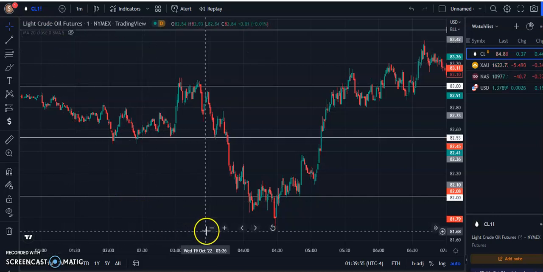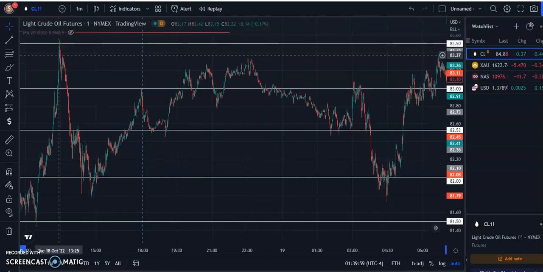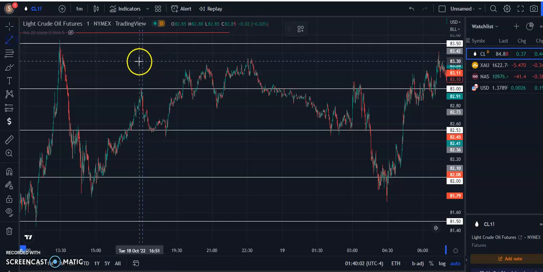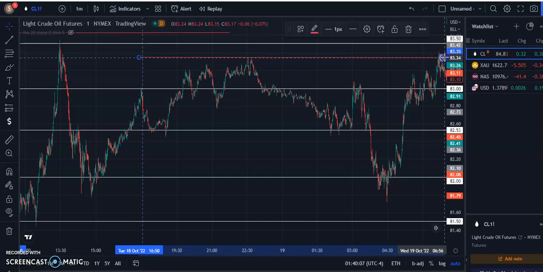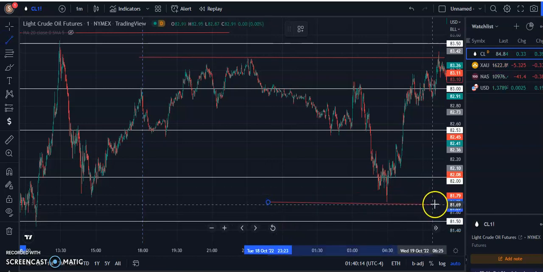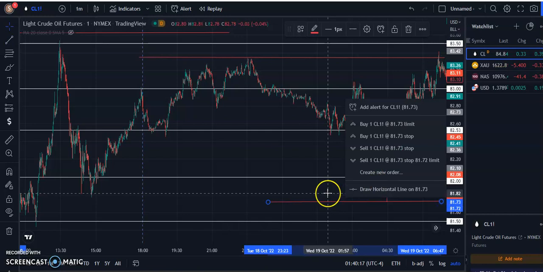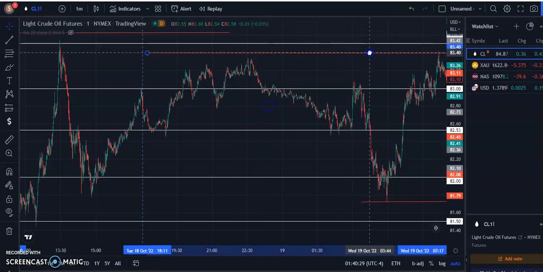So if you are not familiar, my process is simple. I plot the high of the day and the low of the day. Simple. So these are my guiding points. Now, my setup is simple. I buy low, I sell high. Now, as you can see, this is the high of the day.